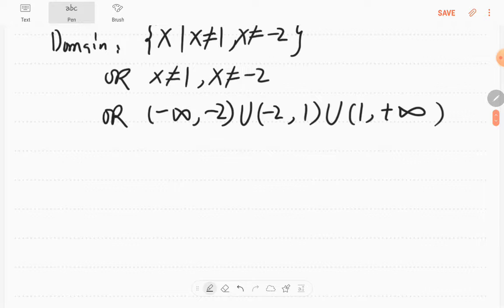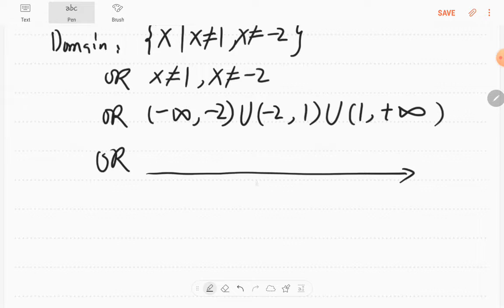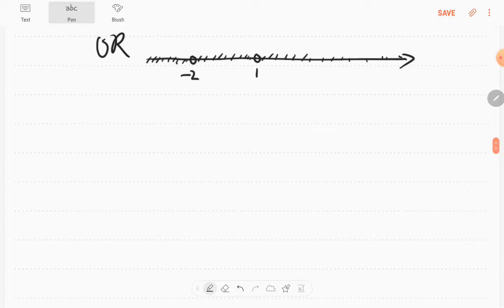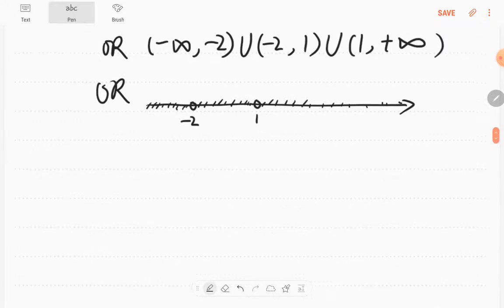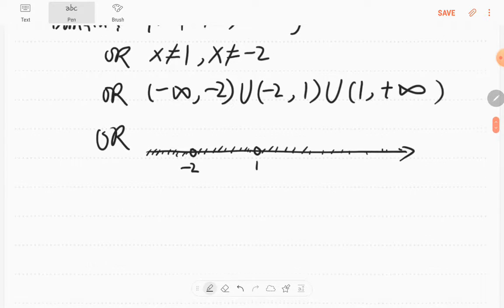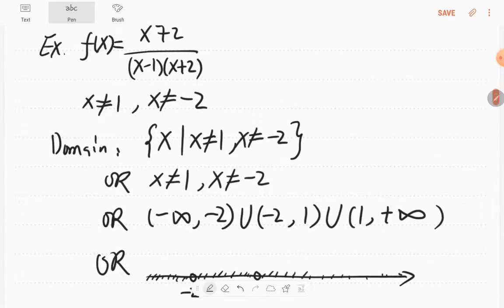If you use the number line, you need to locate 1 and negative 2. If this is 1, we use a circle here. Negative 2 is here, for example. So all other positions except these 2 points are in the domain. So this is for the domain.